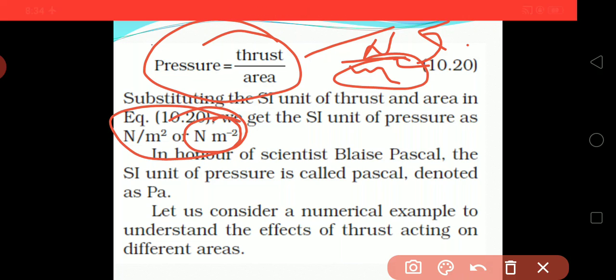In honor of the scientist Blaise Pascal, the SI unit of pressure is called Pascal, and it is denoted by Pa. Let us consider a numerical example to understand the effect of a thrust acting on different areas.